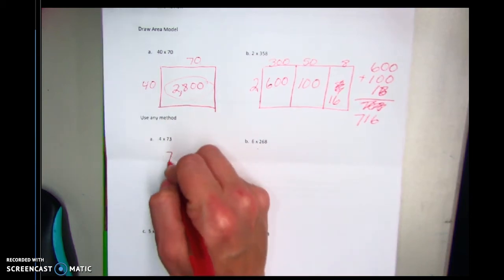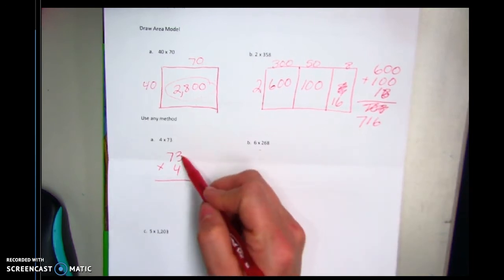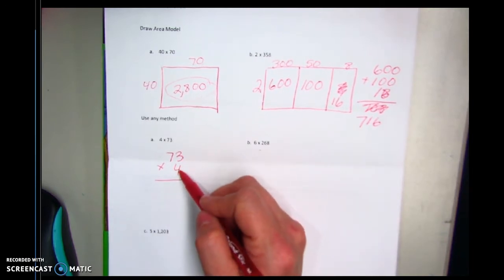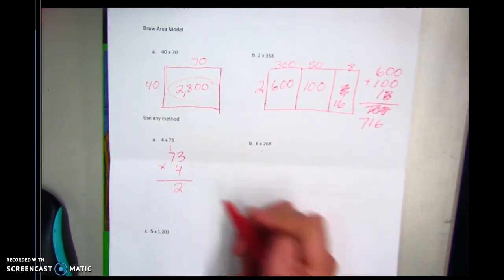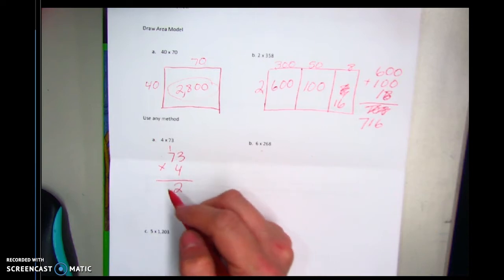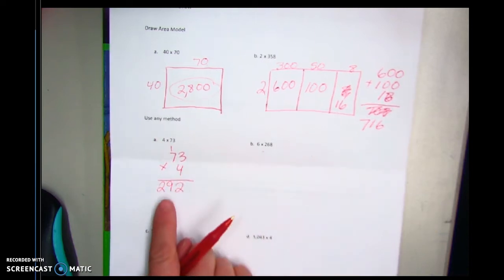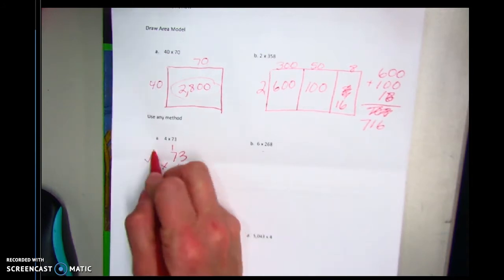I'm going to quickly go through 73 times 4. 4 times 3 is what? 12. 2 goes down, 1 goes up. 4 times 7 is what? 28. Plus 1? 29. You could have used a different method. That's fine with me. But in the end, your answer has to be 292 to get your problem correct.